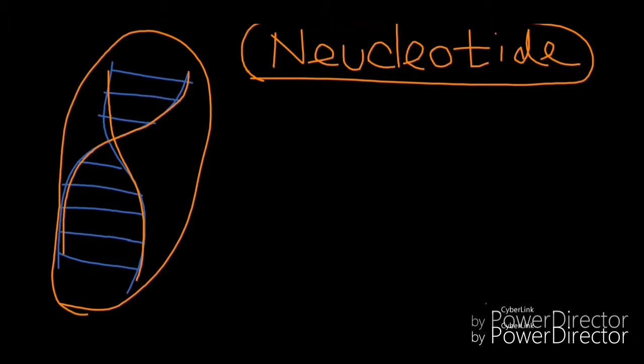So what are the nitrogen bases? There are 4 kinds of nitrogen bases, and they are expressed like this: adenine, which is expressed with the letter A.